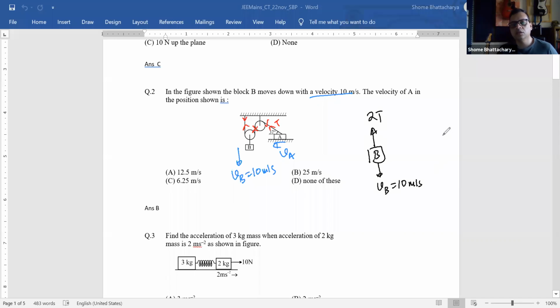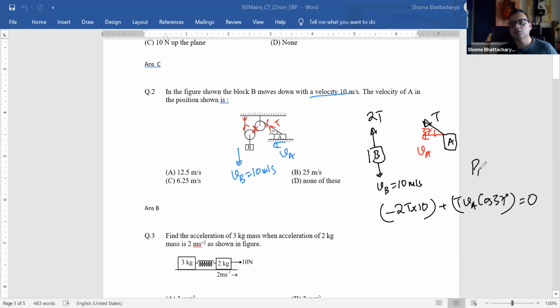Okay. And on the block A, the thing is a little bit complicated. The tension is acting at that particular instant at an angle of 37 degrees with respect to the velocity. So this angle is 37 degrees, right? So virtual power: minus 2T into 10, plus T into VA cos 37 should be equal to 0. So this is the net power delivered by tension, which should be 0.